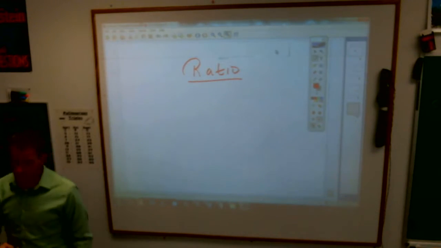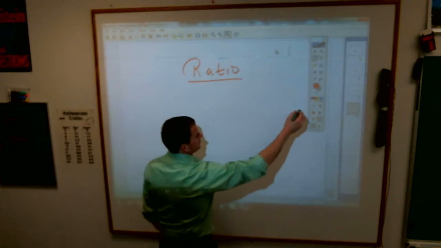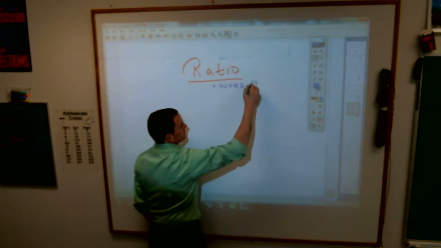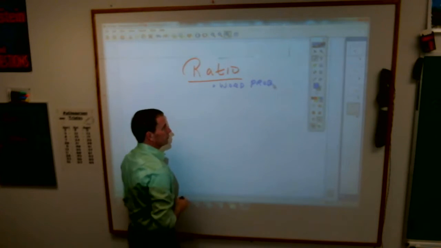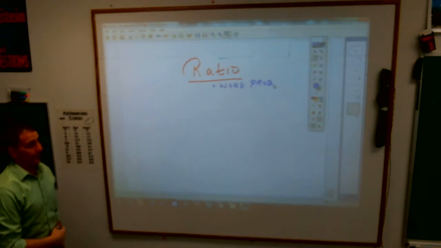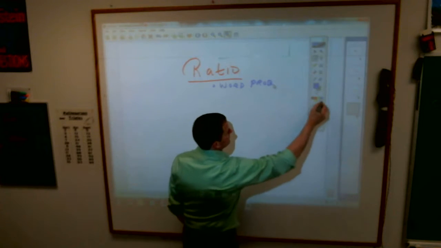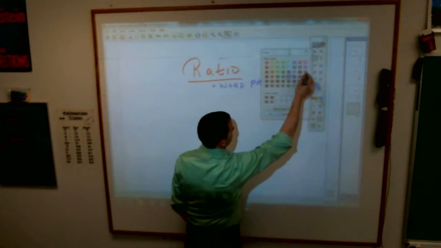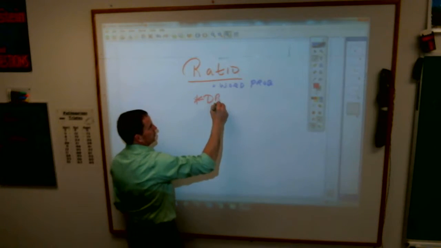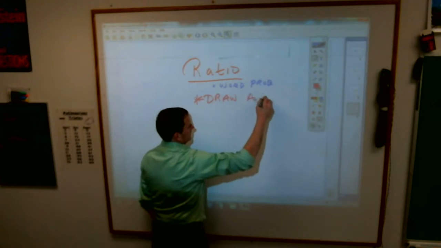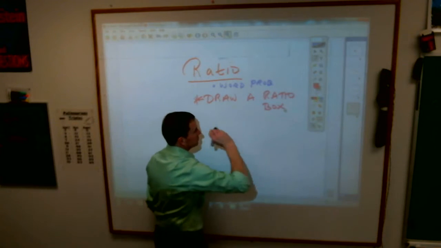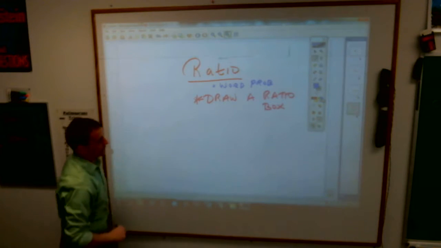Today we look at ratio word problems. And if you see the word ratio written in the problem, you will draw a ratio box. I will show you exactly and precisely so there's no confusion as to what I mean by that.